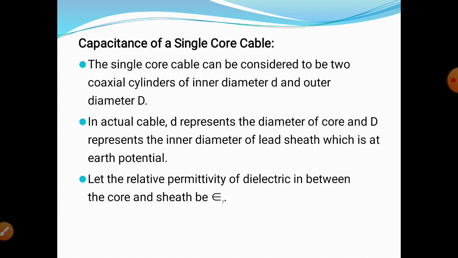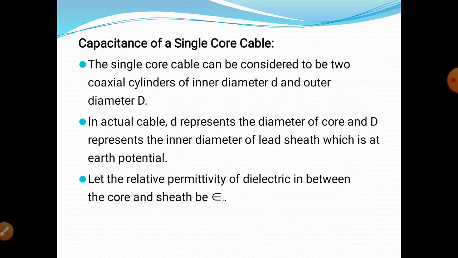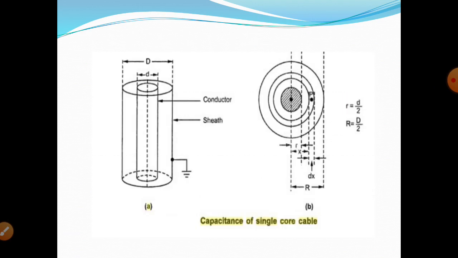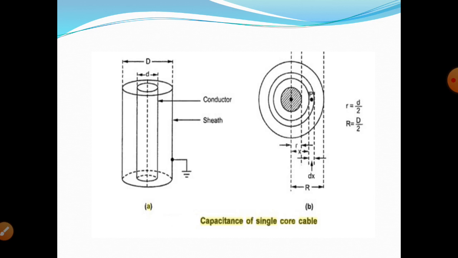Every single core cable can be considered as two coaxial cylinders. This is a schematic diagram of the capacitance of a single core cable. We have considered here two coaxial cylinders. The inner diameter is small d and the outer diameter is capital D. Small d is the diameter of the core, and capital D is the inner diameter of the lead sheet.